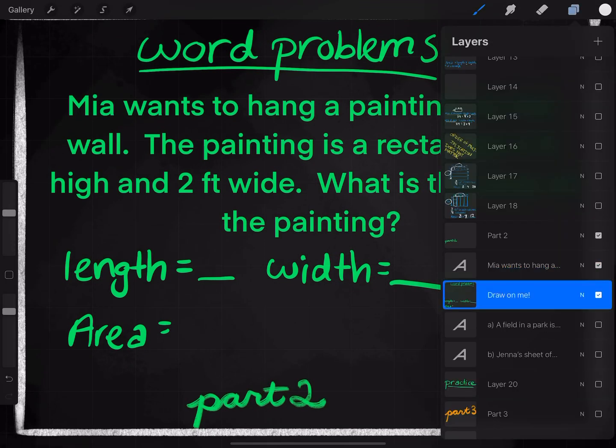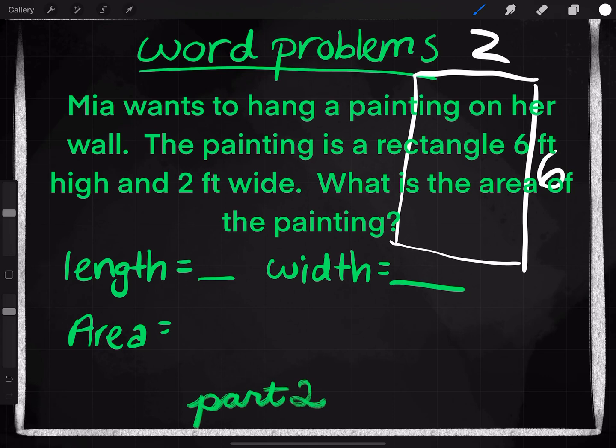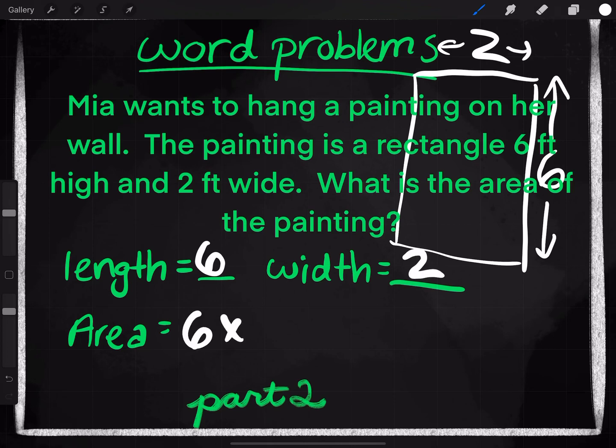Let's say I draw it. 6 feet high and 2 feet wide. That is my little rectangle. So the length is 6 and the width is 2. Then the area is 6 times 2, which is 12. And it's feet, so we write feet squared.